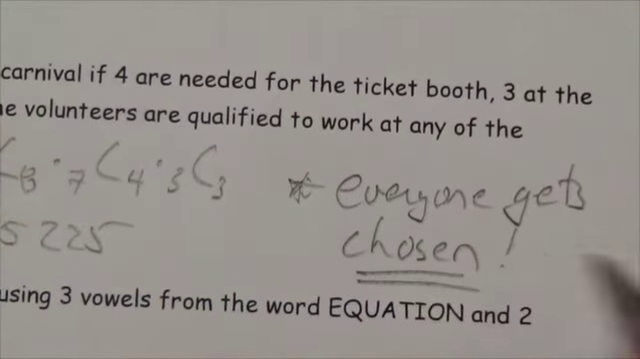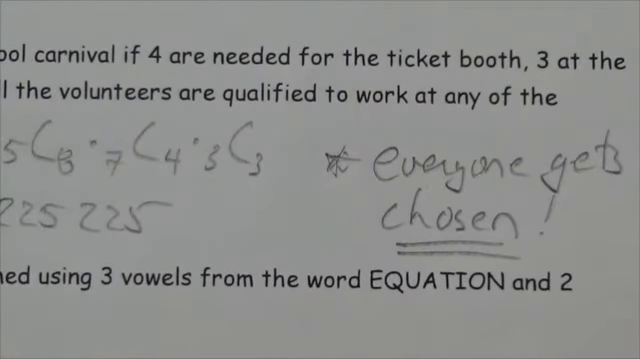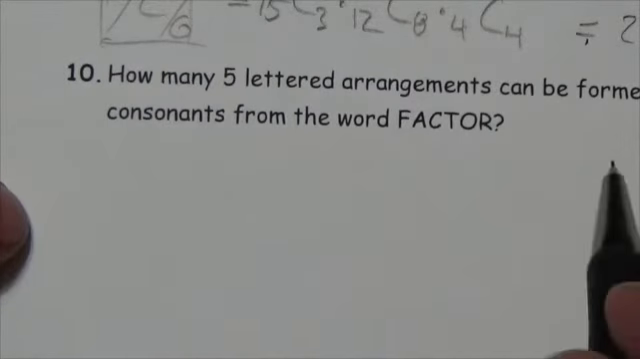That's what makes this work. If not everybody's getting chosen, then this isn't an appropriate way to work this question through. How many 5-lettered arrangements can be formed using 3 vowels from the word equation and 2 consonants from the word factor? Okay, now this is an interesting question, and this is a bit of a thinker here.